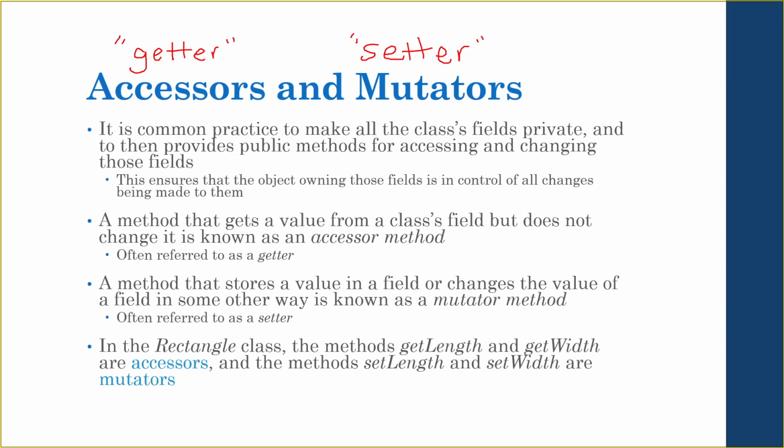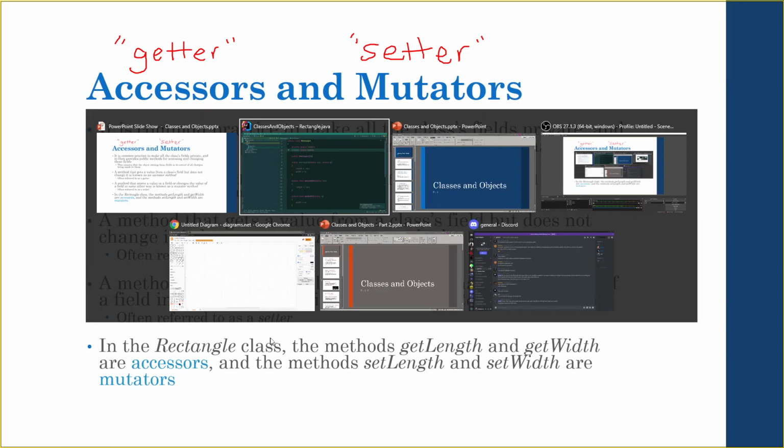Methods that store values in fields or change the field in some way, we call those mutators. They are mutating the value of a field. We call these setters sometimes because they're also setting something. They're setting the value of a field. So in our rectangle class, getLength and getWidth are our accessors or our getters. SetLength and SetWidth are our mutators or our setters.